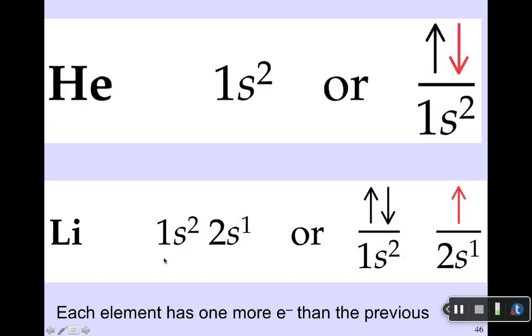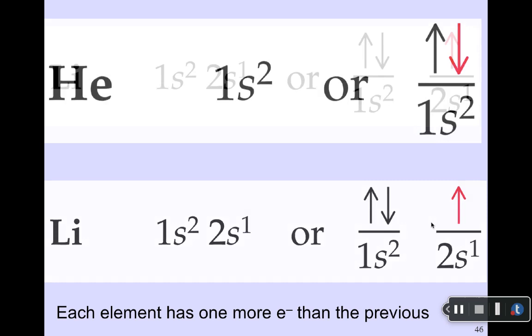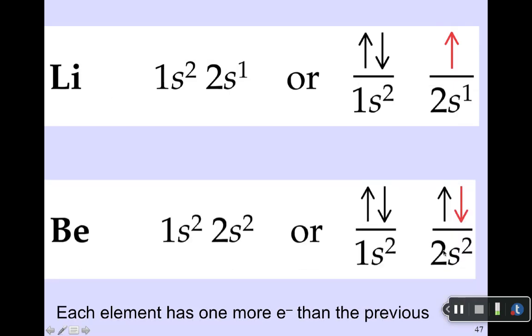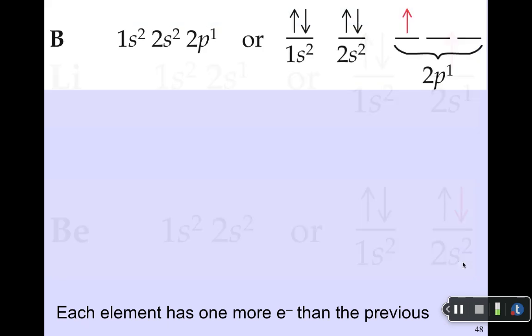Sorry, I keep forgetting to change my pen tool. 1s2, 2s1 means that you have one subshell, 1s2, filled, and the second one only has 1. Going on from lithium, you have beryllium. One more electron, so you fill the 2s2 subshell.